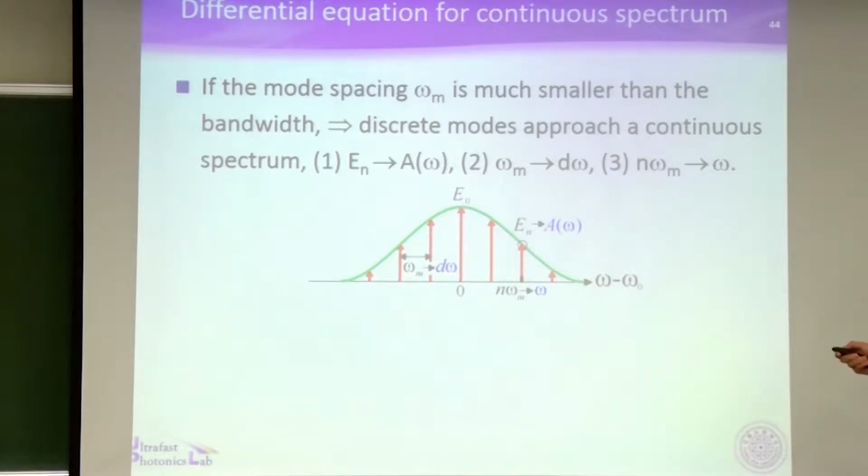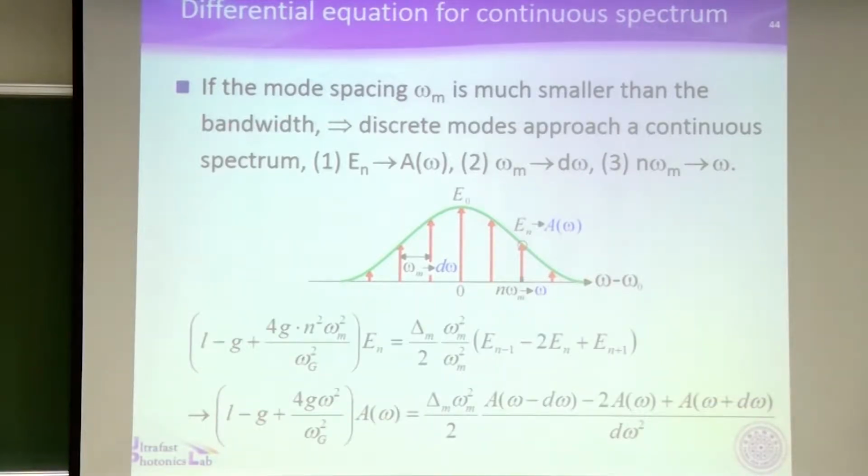Okay? So whenever you see E n, omega m, n times omega m in the previous model, you just replace them by A of omega, d omega, and omega. Then you got this. This is the result. Okay. Still pretty ugly, right? But we can further simplify.